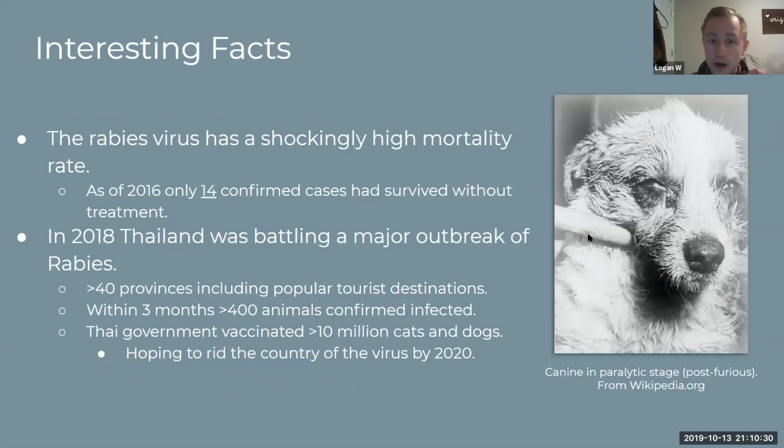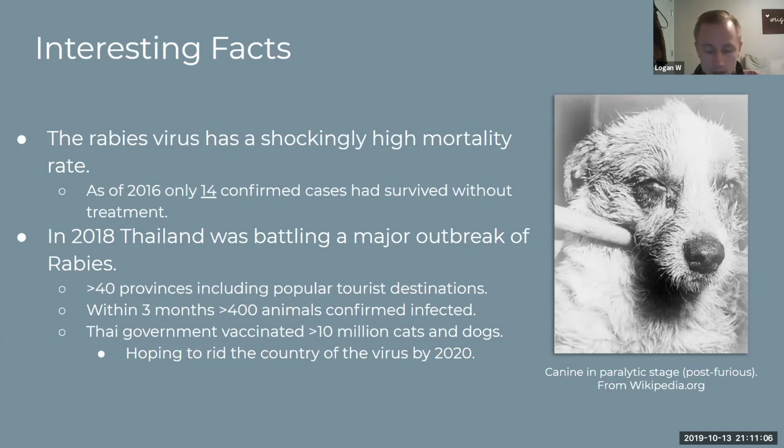Rabies virus, or hydrophobia as it was originally known, is one of the only viruses known to have a nearly 100% mortality rate. In fact, previous to 2004, there had been no known cases of human survival without the treatments listed on the previous slide. Tens of thousands of human cases are confirmed each year by the World Health Organization, most occurring in Africa. As of 2016, only 14 people had survived rabies infection without any treatment.